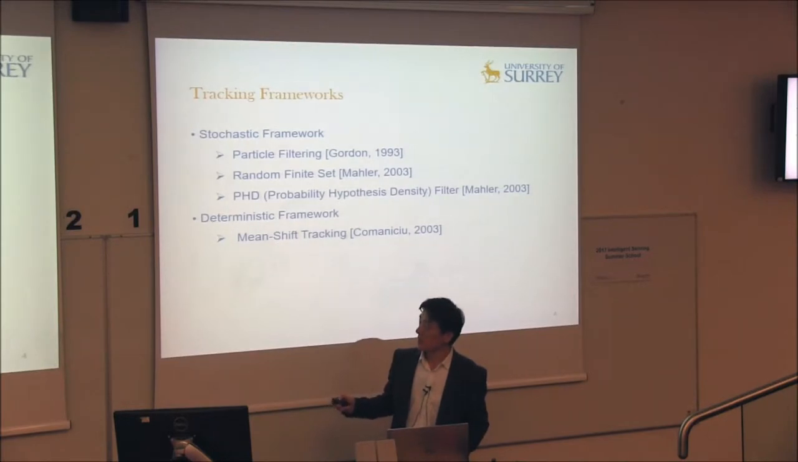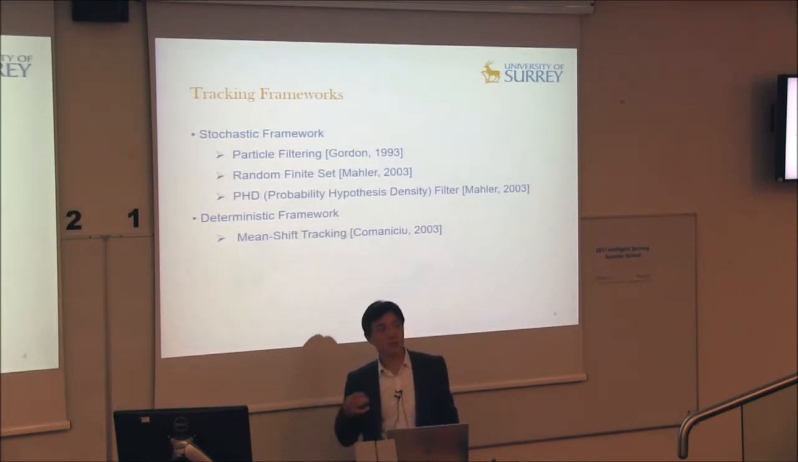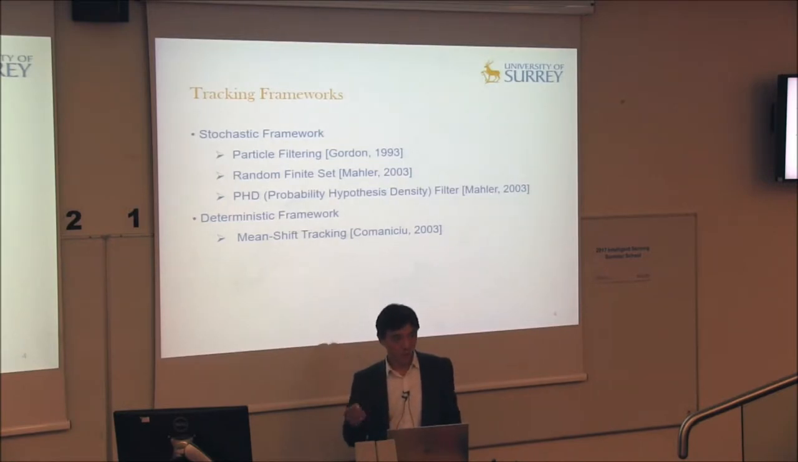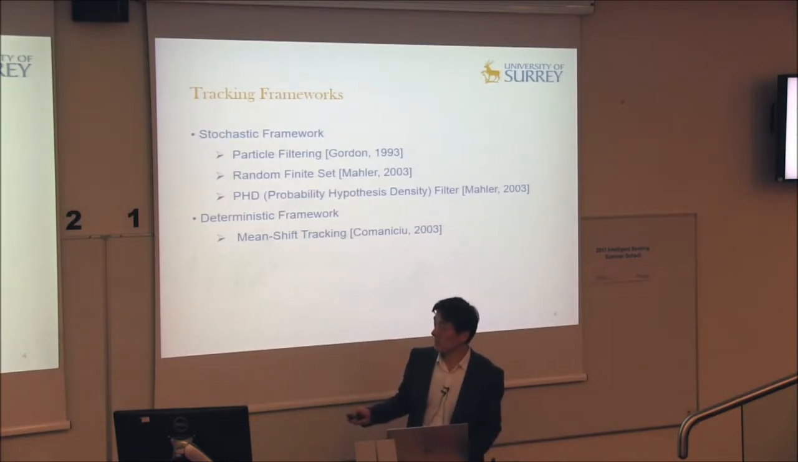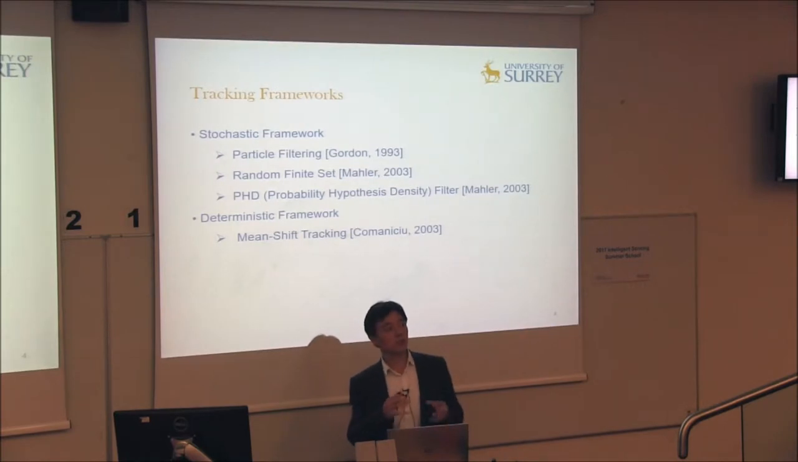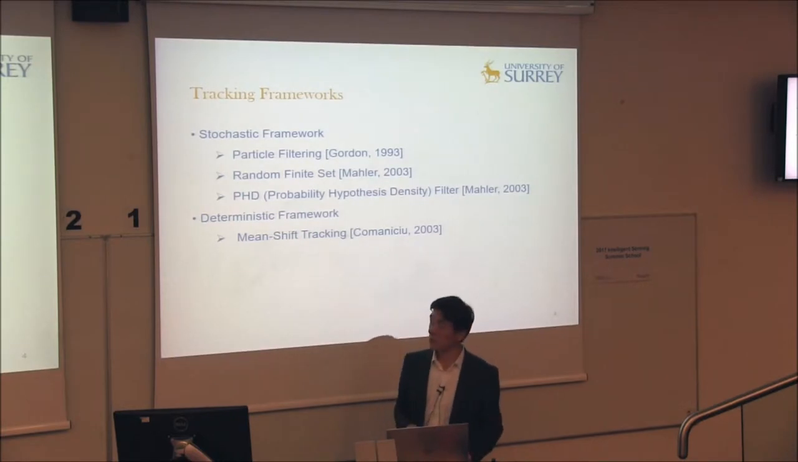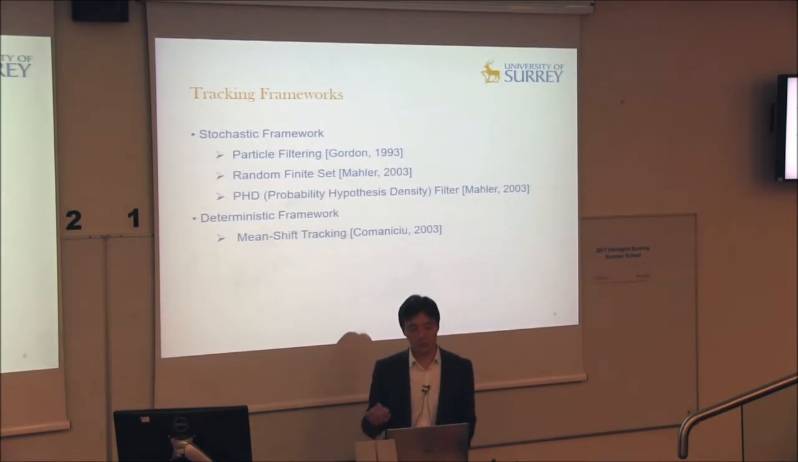PHD filtering is essentially based on random finite sets; it is a first order moment approximation of the random finite set techniques. For the deterministic technique, the typical one, mean shift, you use some kind of optimization technique. You form a cost function which you try to optimize or minimize. For example, you can form a cost function which checks the difference between the target you want to track and some template, measure the distance, and try to minimize this cost function based on certain criteria.